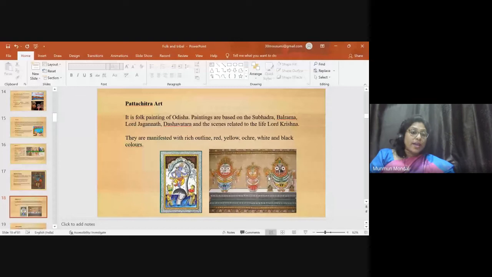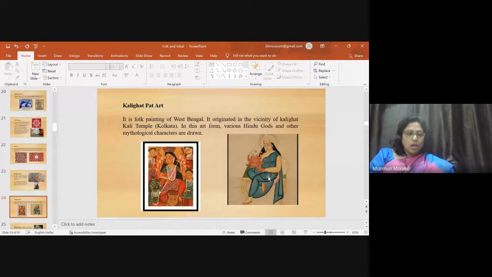But when we are moving to the Bengal Pattachitra, this is Bengal pot. Okay, I have skipped 2-3 slides. I will go back.